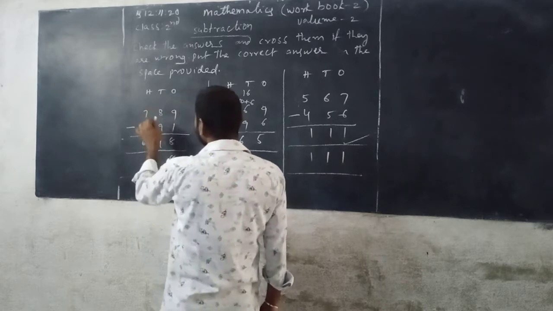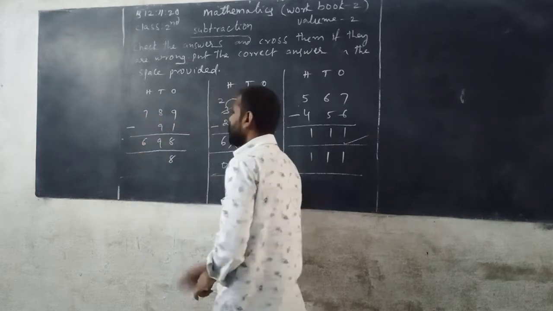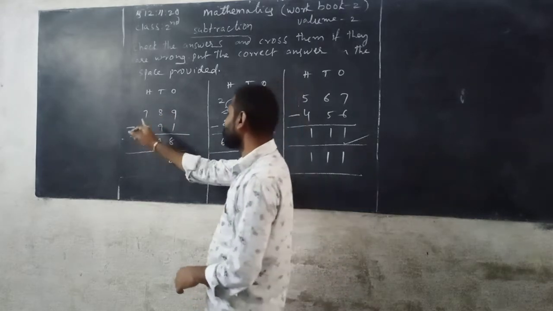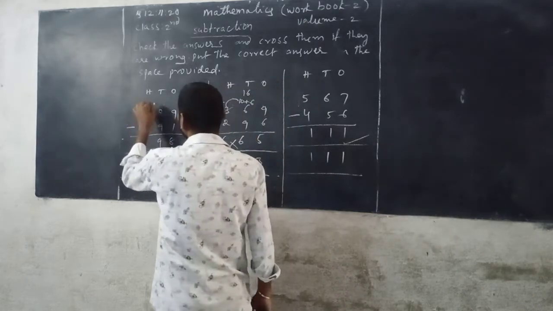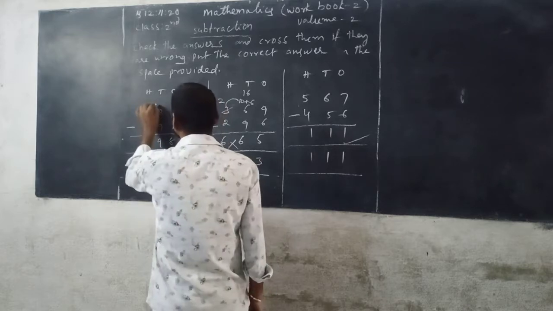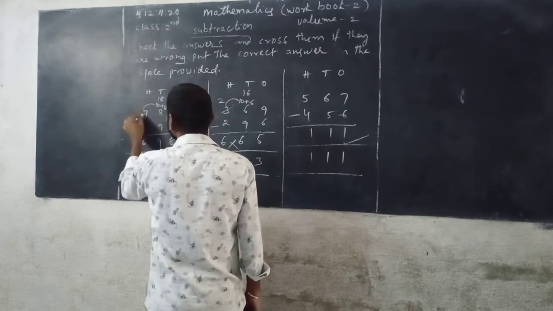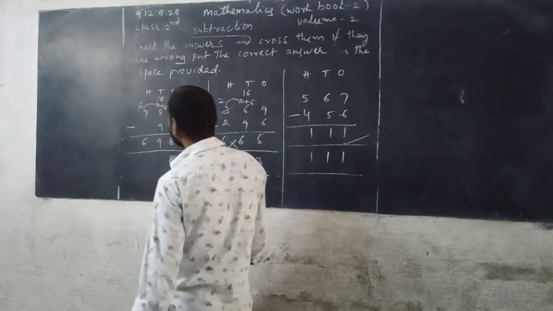Next 8 minus 9 possible? Not possible because 8 is less than 9. Now take borrowing from 7. So 7 is giving borrow to 8. How much? 10. 10 is added to 8. 10 plus 8 you can get 18. Now 7 it can lose 1. 7 becomes 6 here.